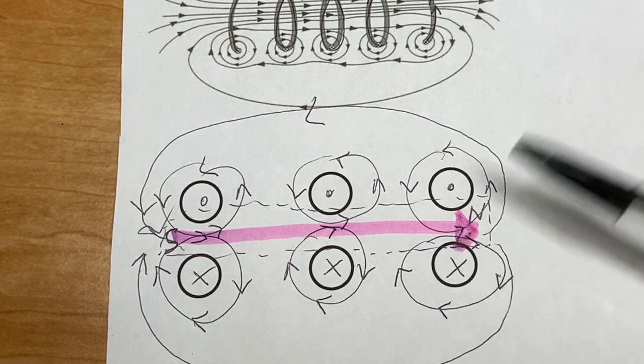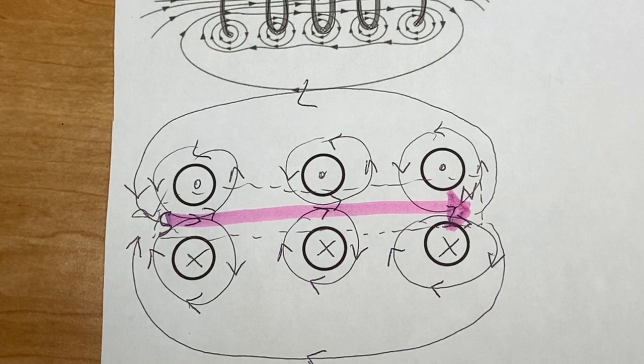So this is our 2-dimensional picture to show how you would find the north and the south pole of a solenoid. All right, we're going to practice more of these.